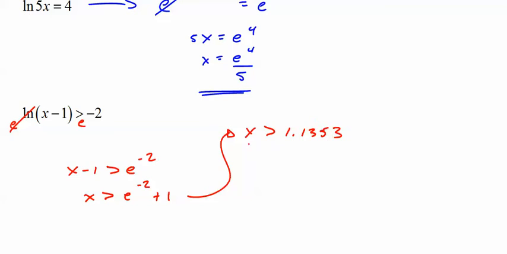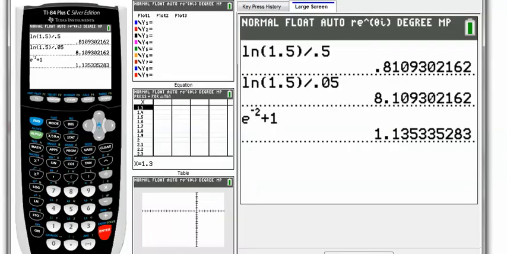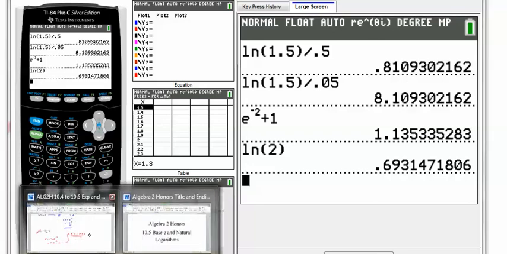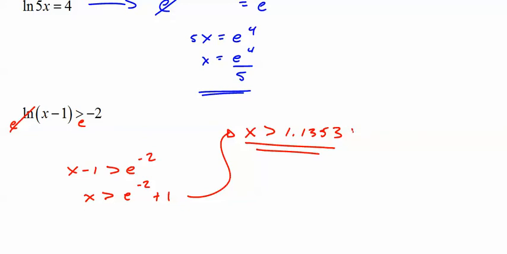Why'd I blast it out this time? Because I need to check this. Let's try natural log of 2 minus 1, natural log of 1. Is that greater than negative 2? Natural log of 2, greater than negative 2. How about natural log of 0? Yeah, I'm not going to worry about that right now. I'm out of time. So, looks like it works. That's it. Get to work.